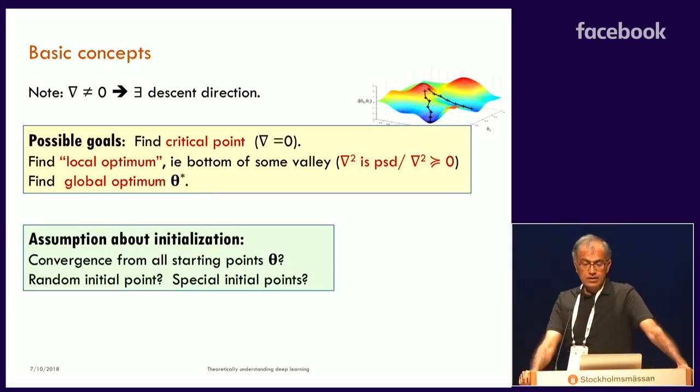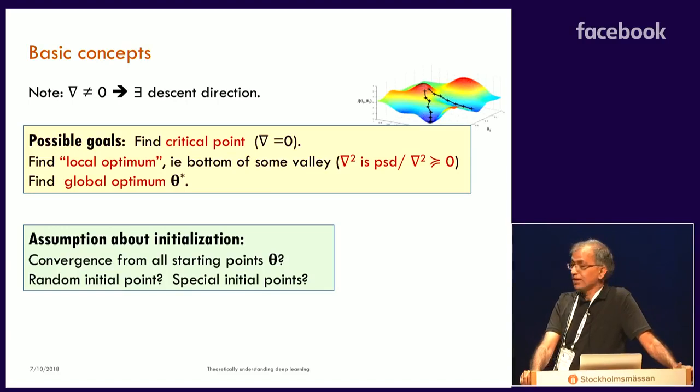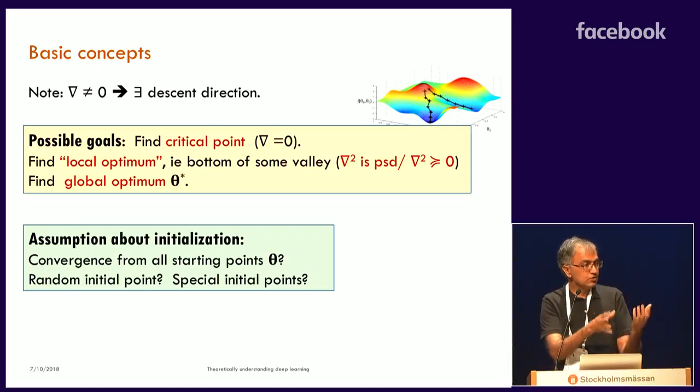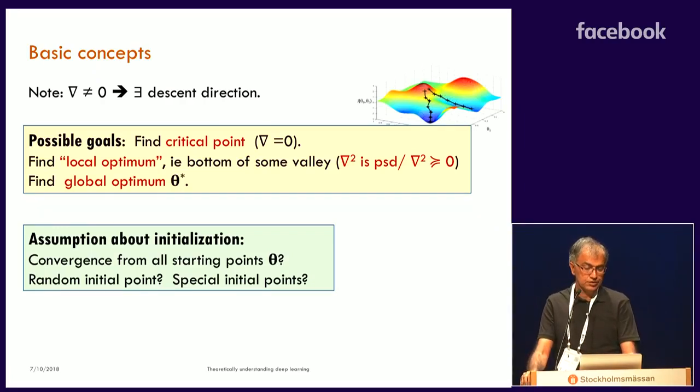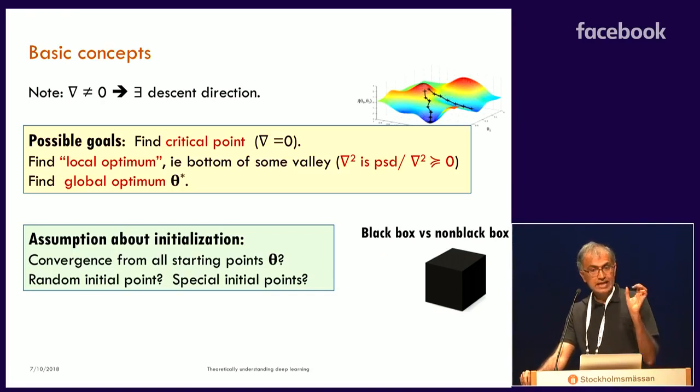Assumptions about initialization. You're going to start off the optimization from some point. So what is that initial point, and what's your theorem going to say? You could try to prove convergence from all starting points. That's the most ambitious. You can prove convergence from random initial points, which is the most common form of initialization used in deep learning, small random initialization. Or to make life easier for theory, as a first step, you could try to prove convergence from some special initial points, and describe how to get to those points in some way, and then from there, gradient descent could take over. Another crucial concept to be aware of is black box versus non-black box analyses, which I'll talk about more in the next slide.